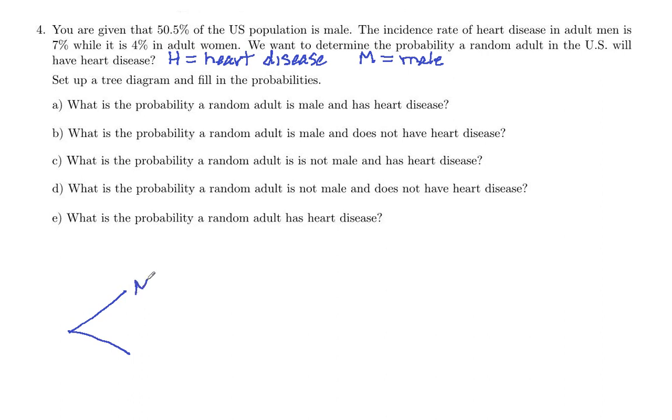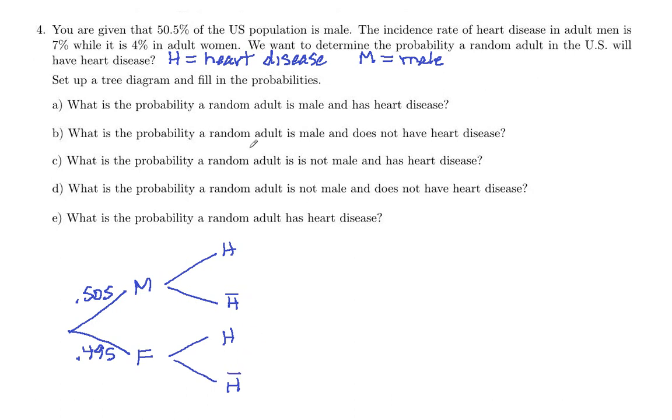So we got our male, and then not male is female. We had 0.505. Boys are born a little bit more frequently. It's not quite 50-50. And that leaves 0.495 for the women, so 1 minus 0.505. And then for the males, they could either have heart disease or not heart disease. Females, heart disease or not heart disease.